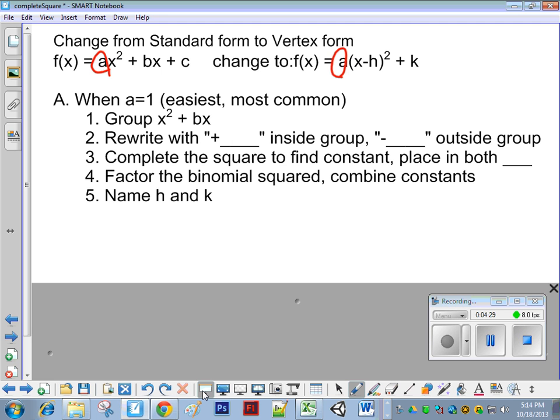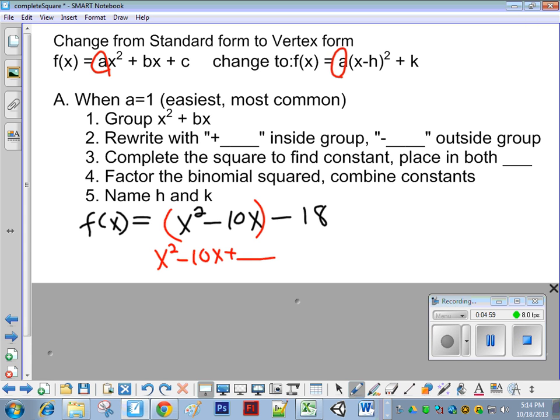Let's say I've got f of x equals x squared minus 10x minus 18. Okay? Now my first step, like I said, number 1, is to group it. I'll go ahead and just put this in parentheses. And now I'm going to rewrite it as x squared minus 10x plus some unknown number, and that's going to be grouped. And then I can write minus 18 minus that same unknown number.